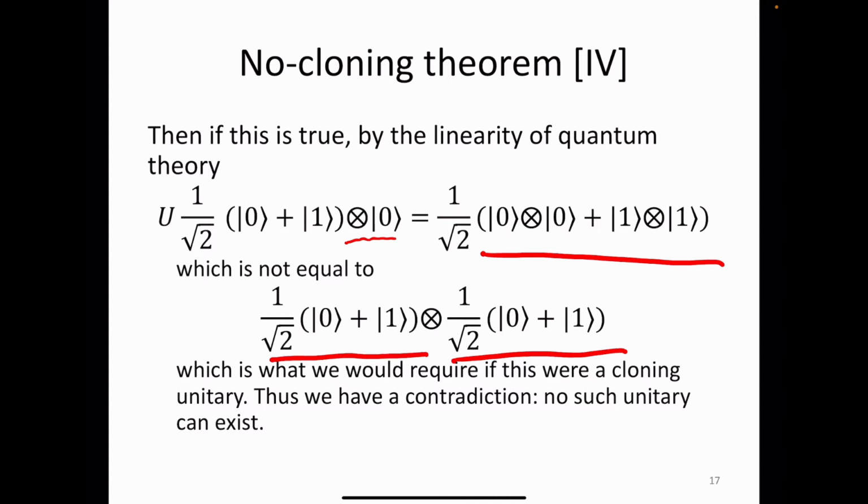So therefore, we must have a contradiction here. No such unitary can exist. This is a very important result. So let's just go over it again.